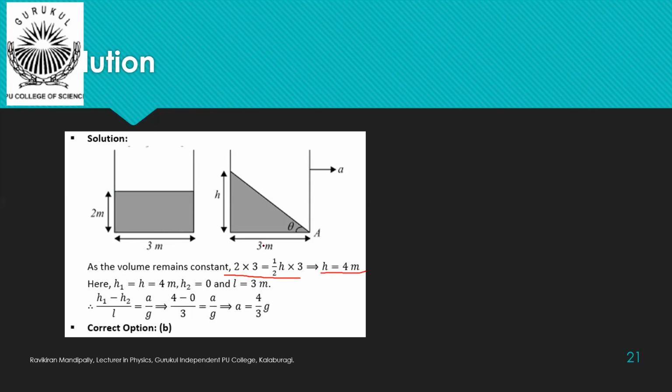But the easy thing to remember would be that in all these situations, the height of the liquid column at this end will become double the height of the liquid column which is initial. That is initially 2 meter, now it will become 4 meter. This would be easier to remember.